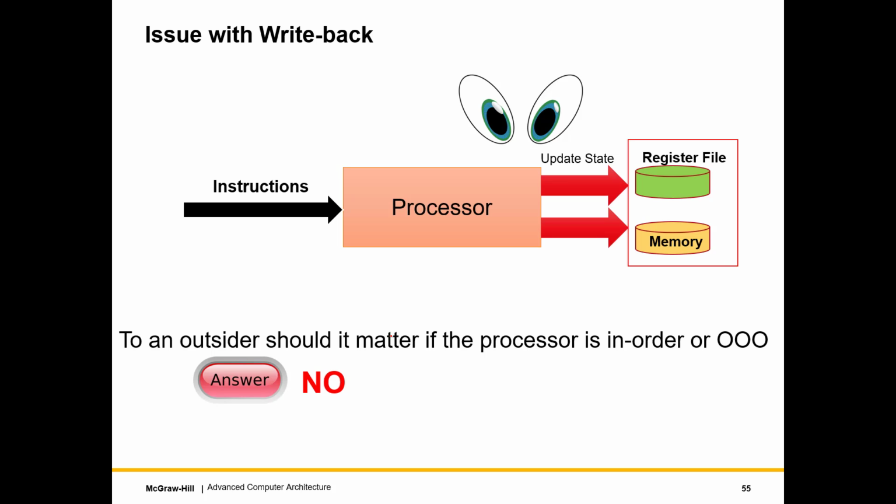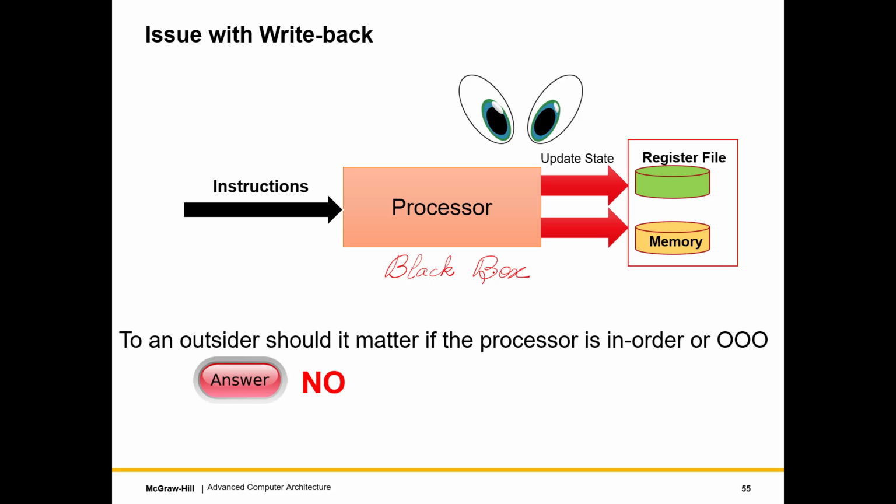So now let us look at the write back process. So the write back process has some issues. These issues have to be addressed, these issues have to be fixed. So let us look at the processor from outside. Let us look at it as a black box.